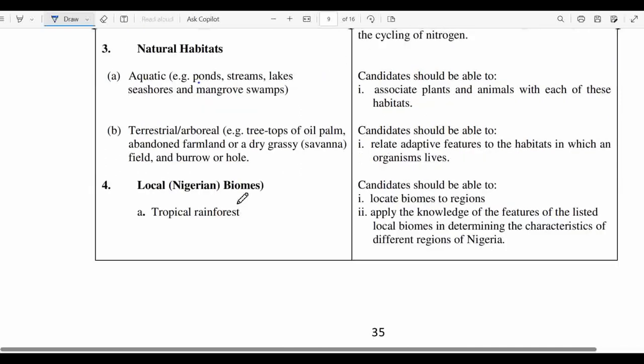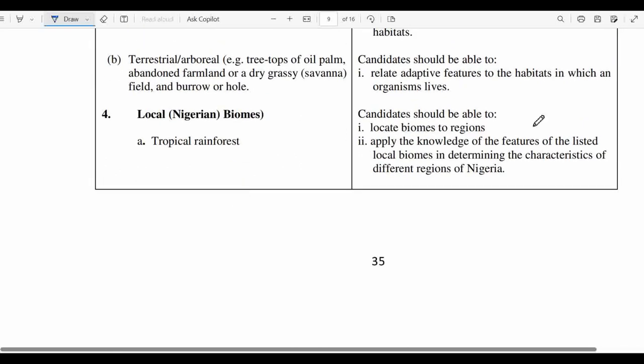Okay, specifically, the objective of the syllabus is that you should be able to locate biomes to regions. And also you should be able to apply the knowledge of the features of the listed local biomes in determining the characteristics of different regions of Nigeria. So what makes Taraba State, for example, different from Rivers State? What makes Yobe State different from Cross River State? So you should be able to apply this knowledge of local biomes to determine the features of the listed biomes in different regions of Nigeria.